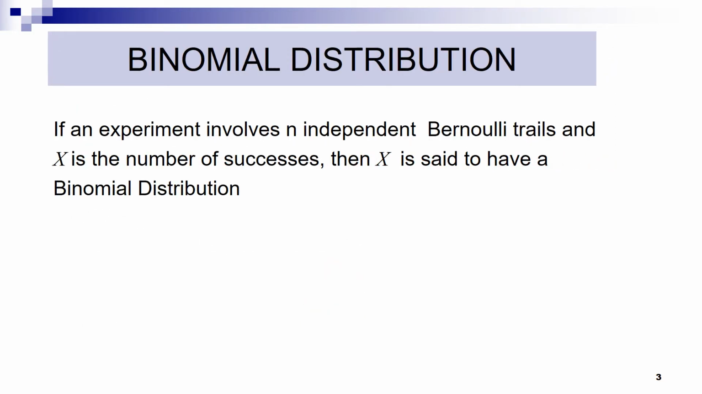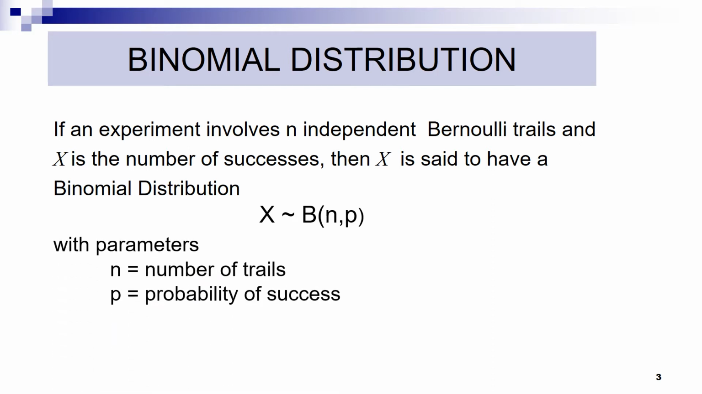If we have an experiment involving independent Bernoulli trials, and X is the number of successes, then X is said to have a binomial distribution. Okay, let's look at the symbol. X is binomially distributed with parameters n, p. So what is n? n is the number of trials. p is the probability of success. So remember class, our X is a discrete random variable.